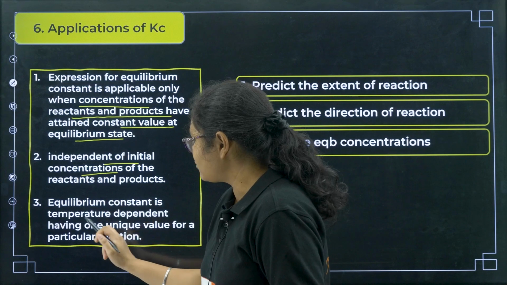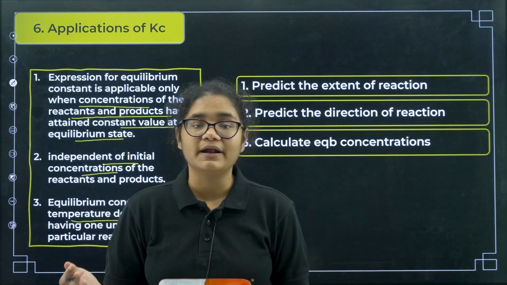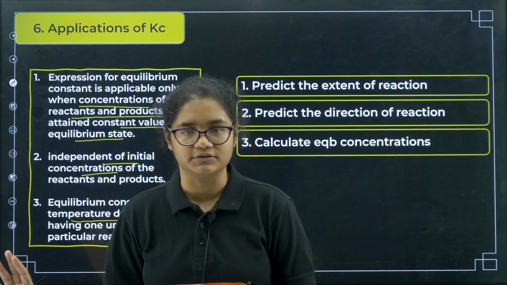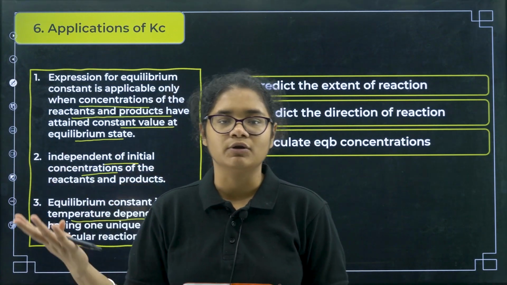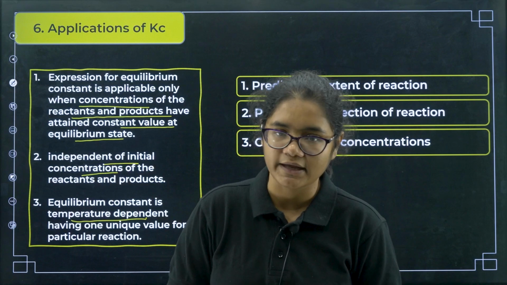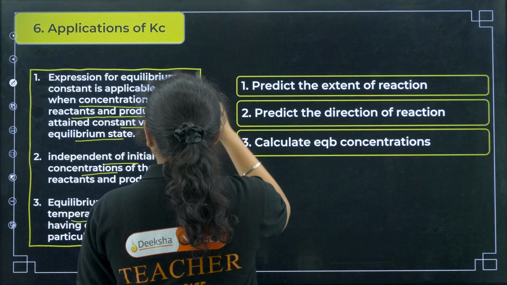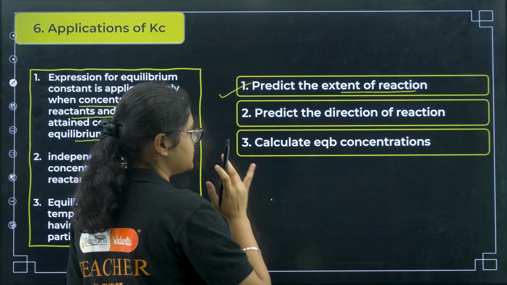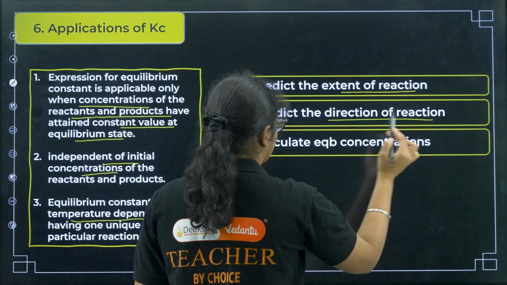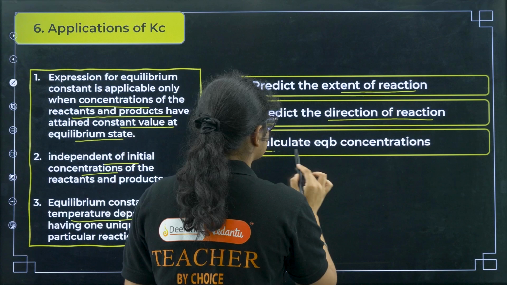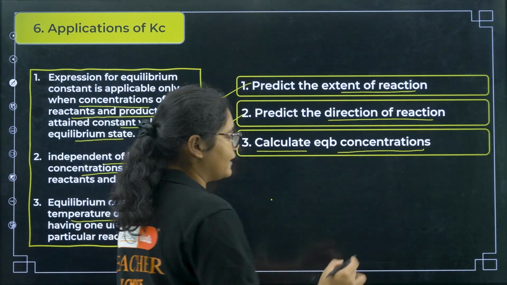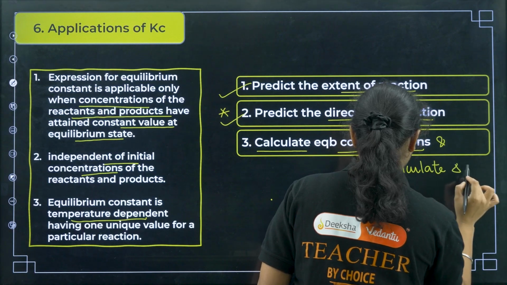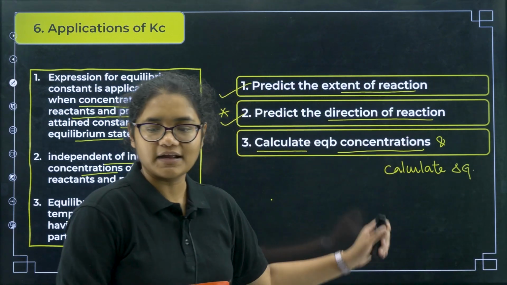Next, the equilibrium constant is temperature dependent. At a particular temperature for a particular reaction, the K value is constant. If you change the temperature, the K value will also change for the same reaction. Clear? Now coming to the applications, the first application is predicting the extent of reaction. We'll explain what this is. The second application is predicting the direction of reaction. This is very important. Next, calculate the equilibrium concentrations and calculate delta G. Okay, these are the 3 applications.